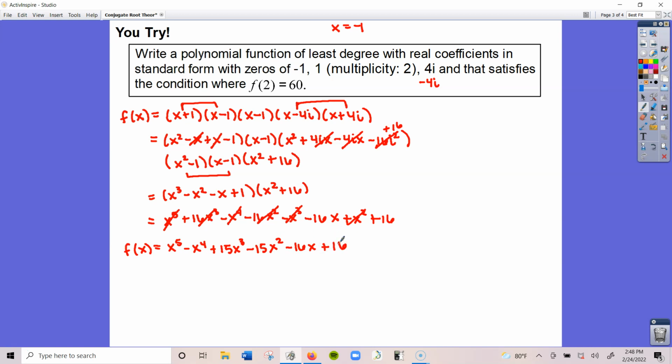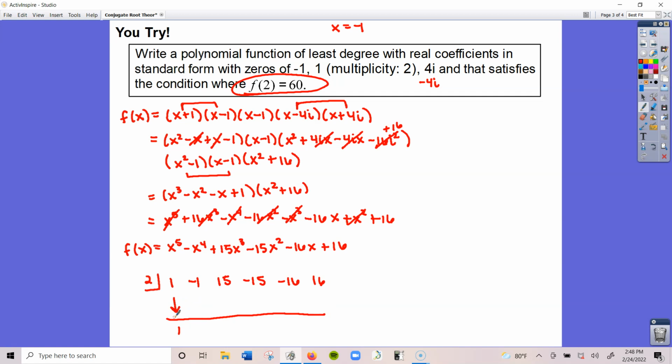So far this is my polynomial, but it has to satisfy the condition that f of 2 is equal to 60. So I'm going to use my synthetic substitution to check if it equals 60 or if I need to multiply my polynomial by some number. So I'm going to write out my coefficients: 1, negative 1, 15, negative 15, negative 16, and 16.